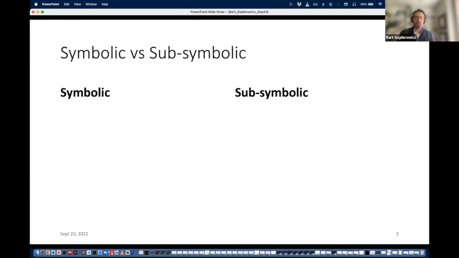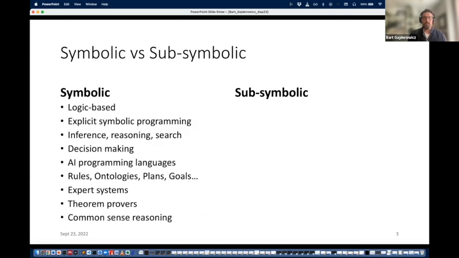So what exactly are these two different approaches, symbolic versus subsymbolic? Symbolic methods are ones that use logic. They use symbols to represent entities in the world and relationships between them. A lot of these are represented as logic axioms. There are explicit symbolic programming methods and rules that people create. You're able to perform inference, reasoning, and different types of search. You can model AI systems to perform decision making.